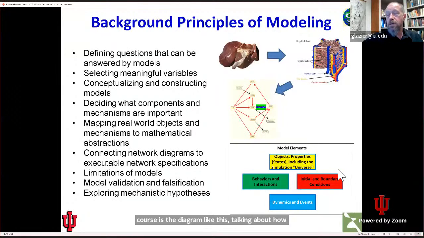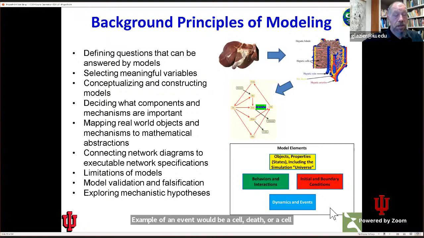All models are constructed of a list of the objects that are being modeled, the properties that are related to those objects or their states, those objects' intrinsic behaviors and interactions, and how those things change in time, the dynamics, that is continuous time events and events in discrete time. An example of a dynamic process would be the level of ATP changing inside of a cell. An example of an event would be a cell death or a cell division.